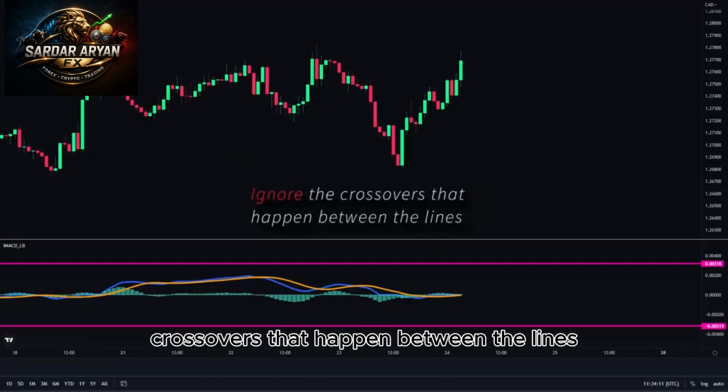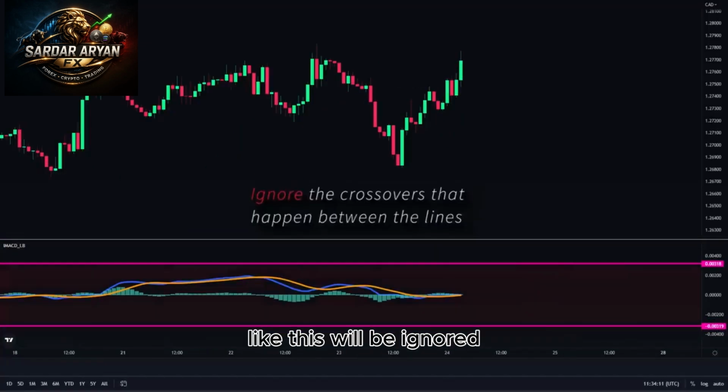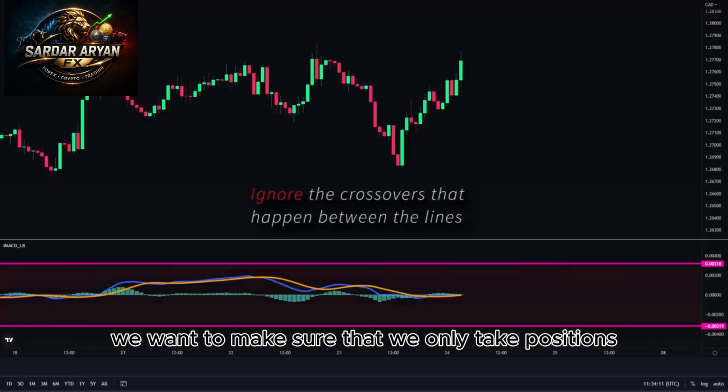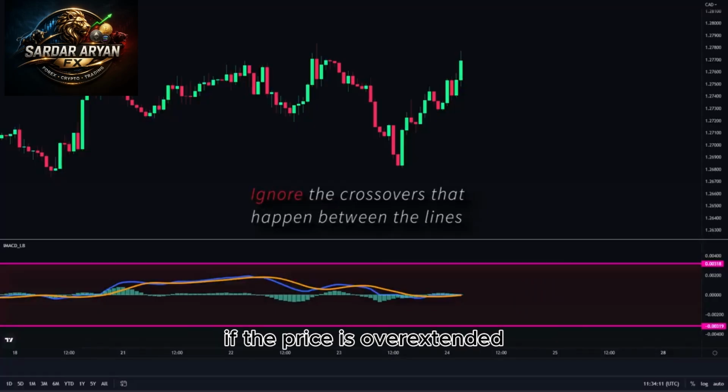Remember, crossovers that happen between the lines like this will be ignored. This is because we want to make sure that we only take positions if the price is overextended. So let's look at a couple of examples.